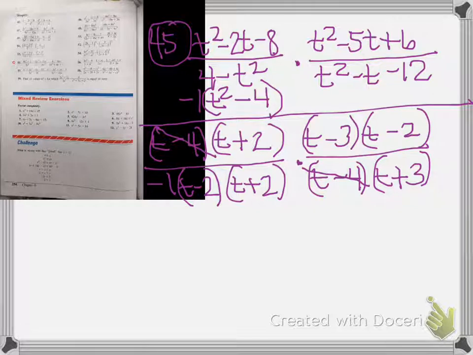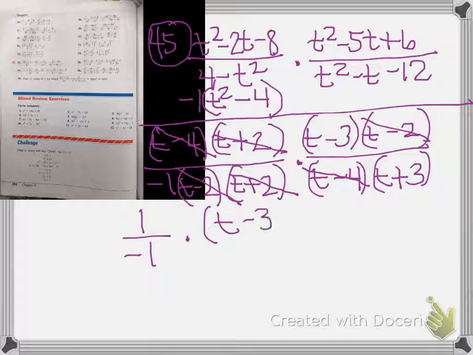t minus 4, t plus 2, t plus 2, t minus 3. I see here I can't cross that out because that's t minus 3 and this is t plus 3. So I go to t minus 2, t minus 2. So on this side I'm left with 1 over negative 1, and on the other side I am left with t minus 3 over t plus 3.